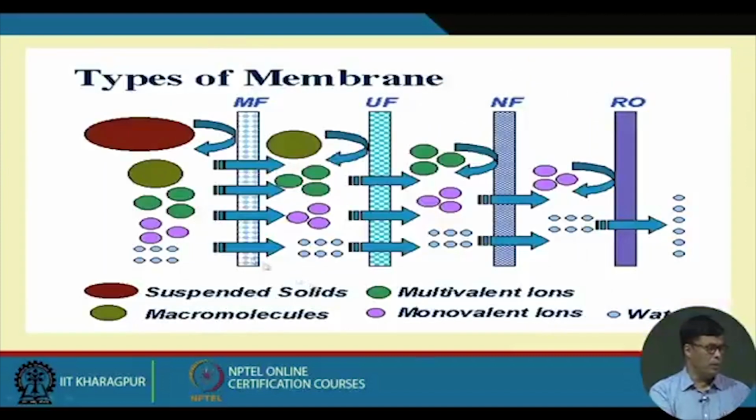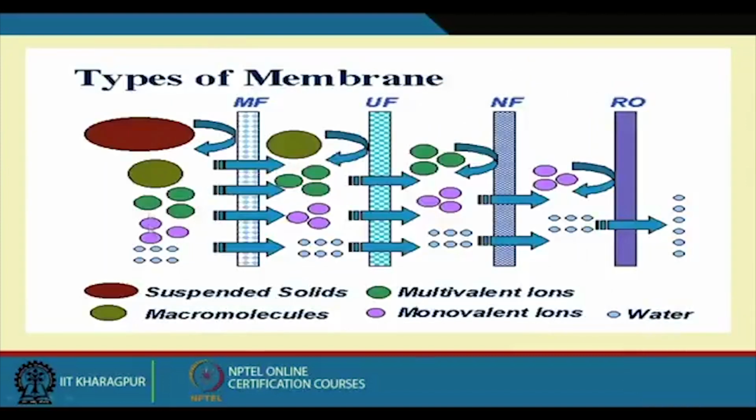Now, it can be explained pictorially like this. Suppose your mixture is composed of different types of particles, then membrane filter, then ultrafiltration, nanofilter, then reverse osmosis. You can see how the smaller particles become separated from the mixture.